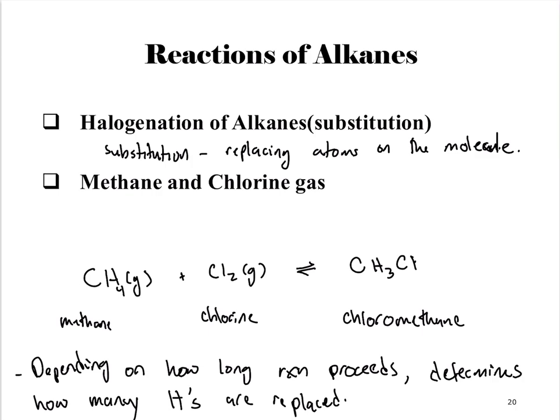So if you run it long enough, eventually you'll have tetrachloromethane, right? You'll replace every single hydrogen with a chlorine. Sorry, that's CH3Cl. And this works with any of the halogens. I mean, astatine, no, because it's radioactive, but all the other halogens, yeah.